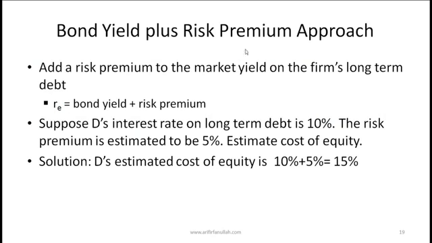Bond yield plus risk premium approach. This is the third approach, and it's very simple. You simply add a risk premium to the market yield on the firm's long-term debt. Suppose company D's interest rate on long-term debt is 10%. The risk premium is estimated to be 5%. Then the cost of equity is simply 10% plus 5%. Now notice this 5% is different from the market risk premium that we talked about earlier. This is the risk premium for a given company's common stock over that company's bond. So here you simply add these two and come up with 15%.